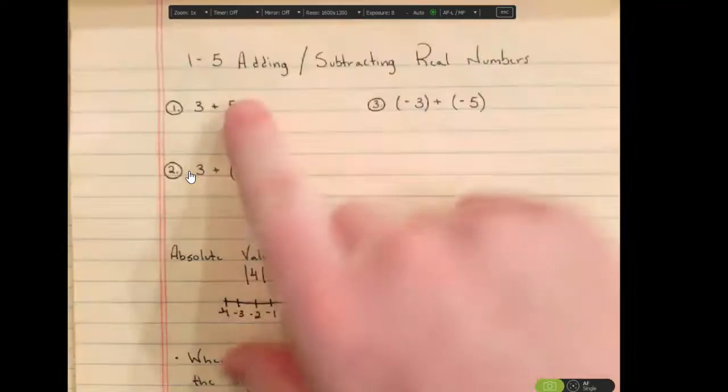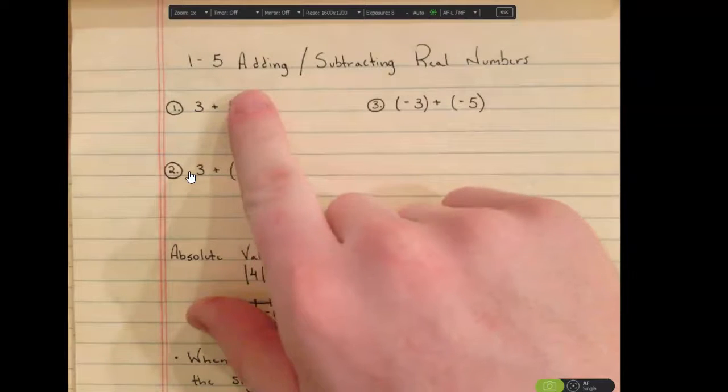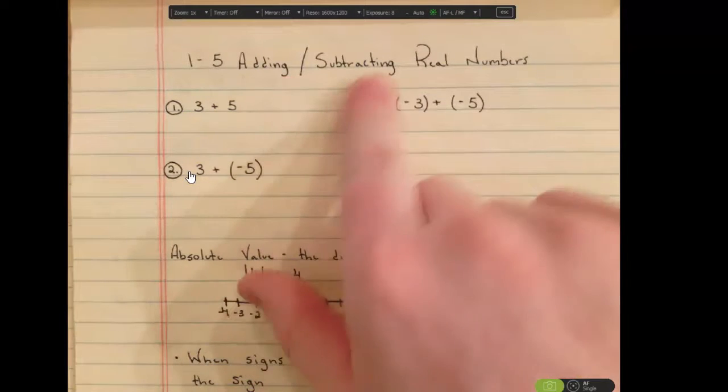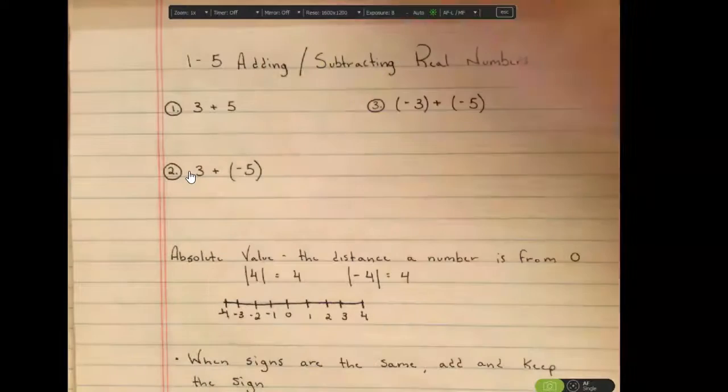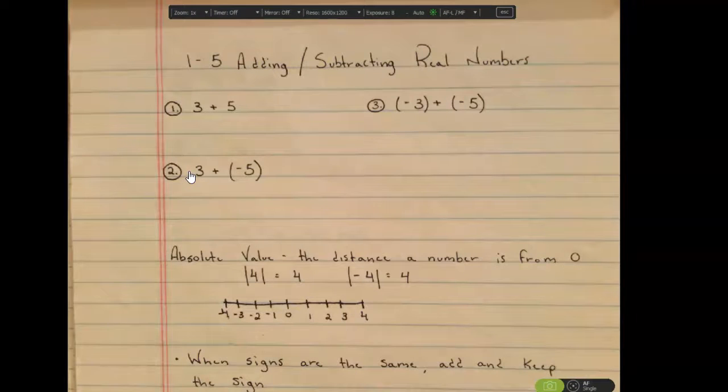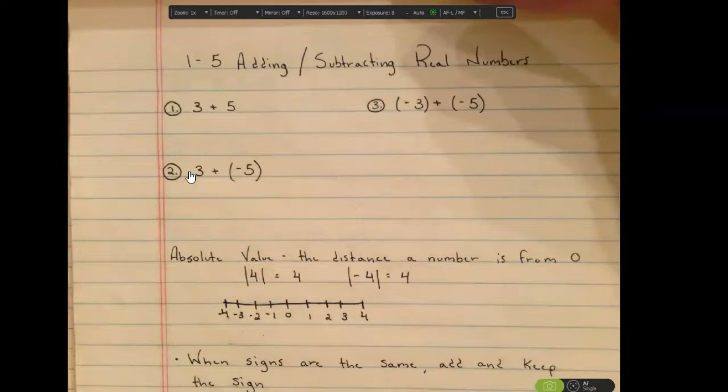All right. Chapter 1, Lesson 5. Today we're going to focus on adding and subtracting real numbers. Guys, this whole lesson is going to move very quickly today. Nothing new. A lot of the material in here should be review from 7th grade, and some of it even dates as far back as kindergarten.